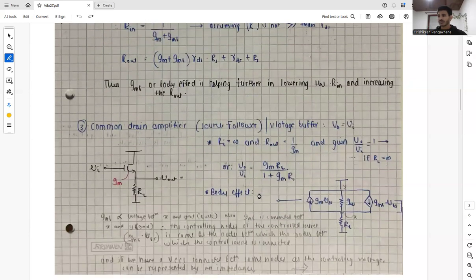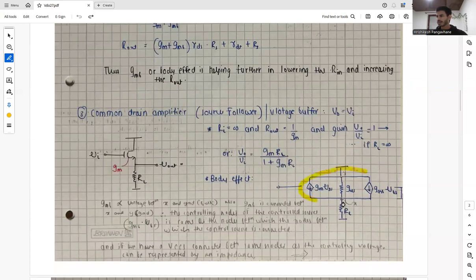So talking about the body effect, when we represented our small signal model, we have GDS, we have GM VGS, and we have GMB VBS, as our source is not at 0, but our bulk is at ground. So we have a VBS which causes the body effect, and we know that our GMB is directly proportional to the voltage between the point X and the ground. Also, GMB is connected between point X and point Y, and basically Y is ground.